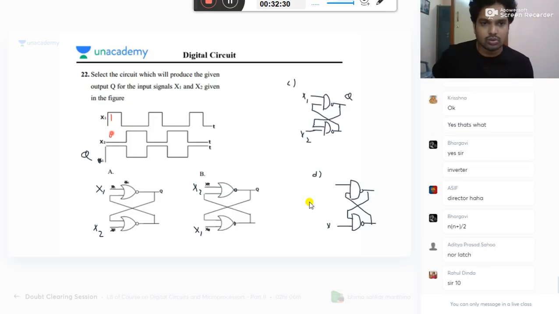My dear friend, NAND gate with input 0, what is the output? Tell me. That's all. It's not a NOR latch. Don't keep that table in your mind.